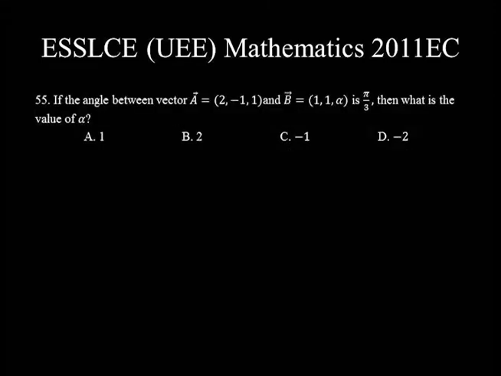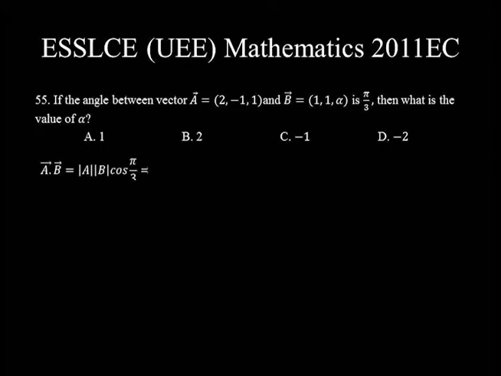Question number 55. If the angle between vector A, that's 2, negative 1, 1, and vector B, 1, 1, alpha, is pi over 3, then what is the value of alpha? The dot product of two vectors, A dot B, is given as the magnitude of A times the magnitude of B times cos pi over 3.